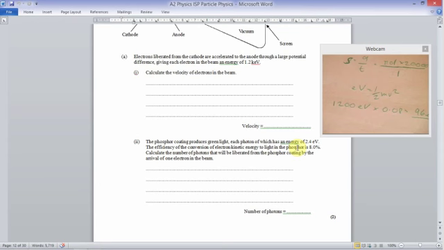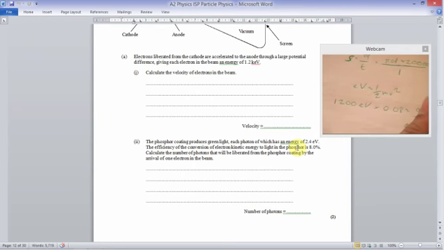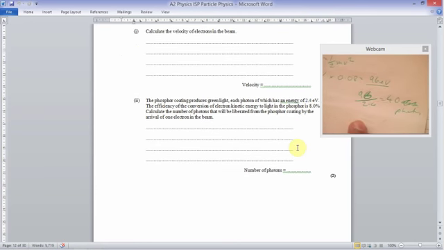Well, each of these is 2.4. So now we need to do 96 divided by 2.4. It tells you how many photons must actually be in there. 96 divided by 2.4 gives us 40. So 40 photons must be released.